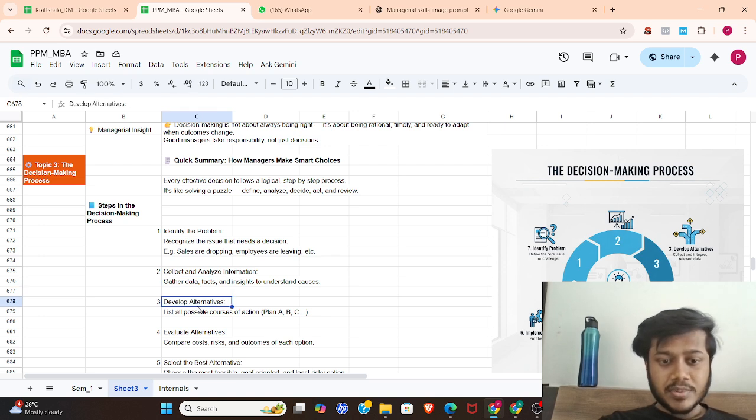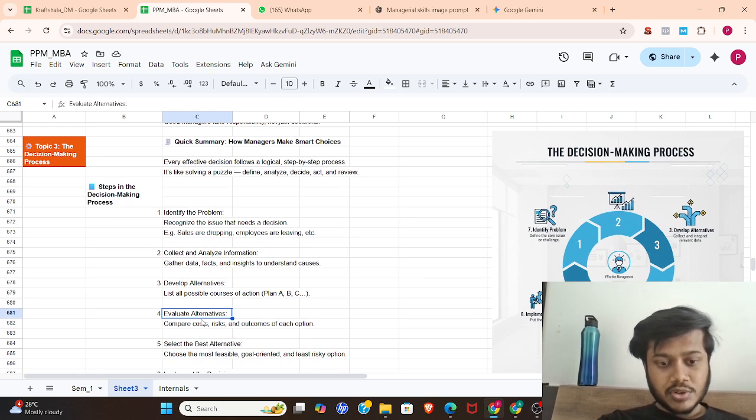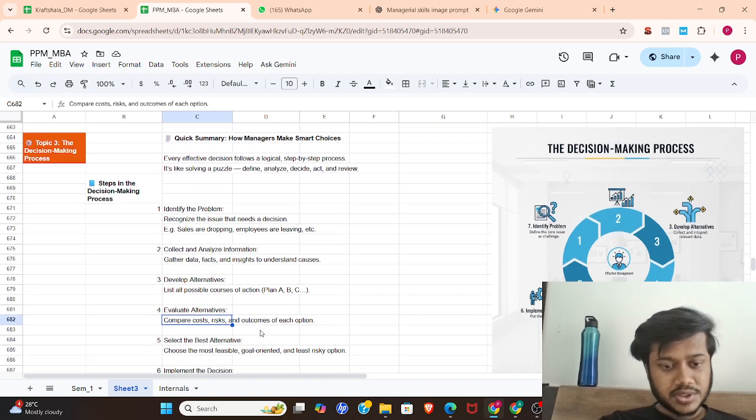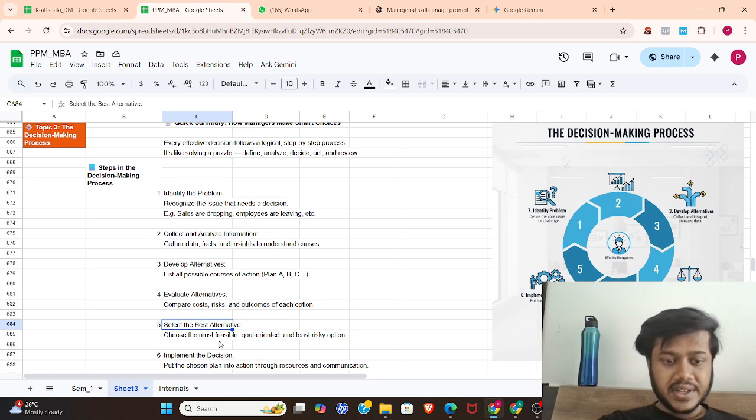Then the third is develop alternatives. Find out what courses of action you can take. At least make three strategies to solve that problem. Then evaluate which one is best, with pros and cons for each. Compare on the basis of cost, risk, and outcomes of each option. Then in step 5, select the best alternative. Choose the most feasible, goal-oriented, and least risky option.